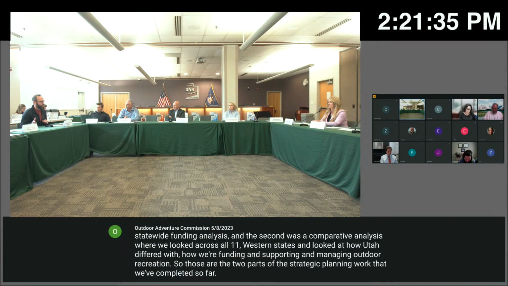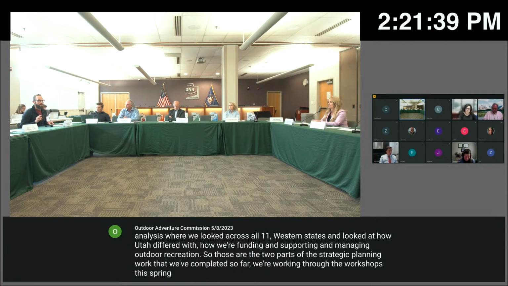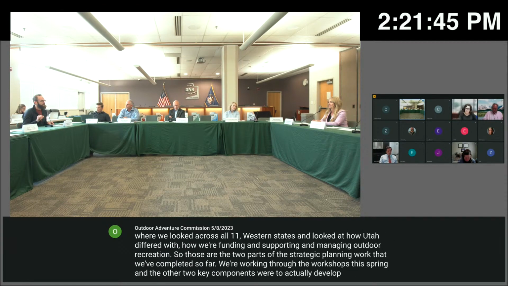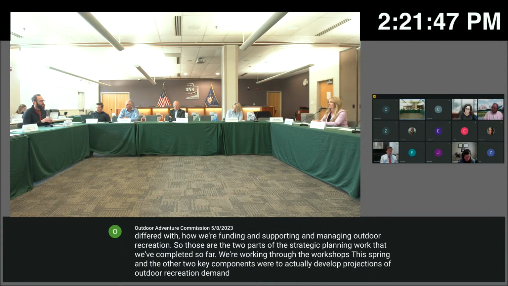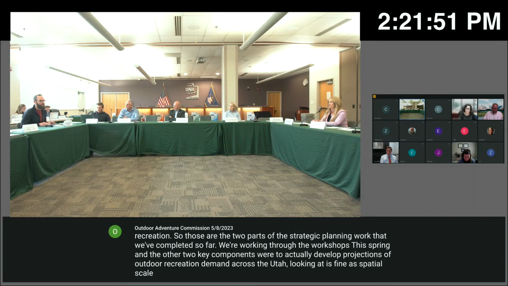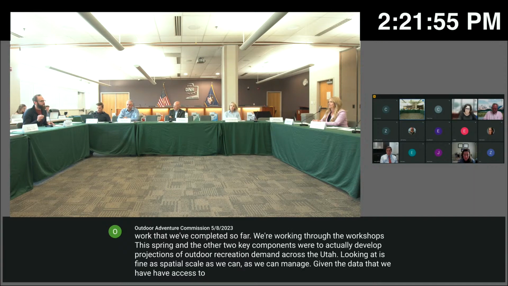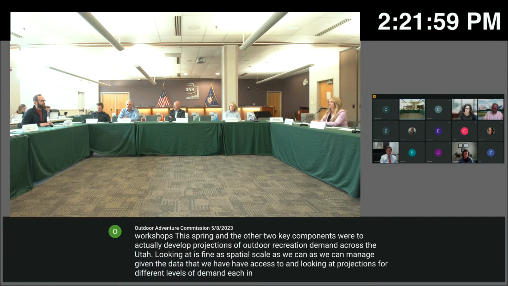We're working through the workshops this spring, and the other two key components were to actually develop projections of outdoor recreation demand across Utah, looking at as fine a spatial scale as we can manage given the data that we have access to, and looking at projections for different levels of demand in each of the different AOG regions. So that's a report that we're working on.